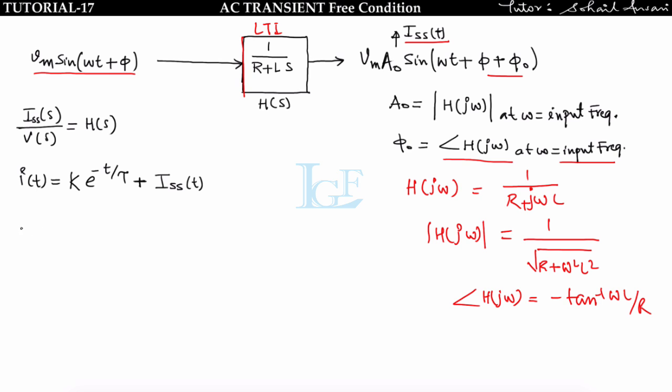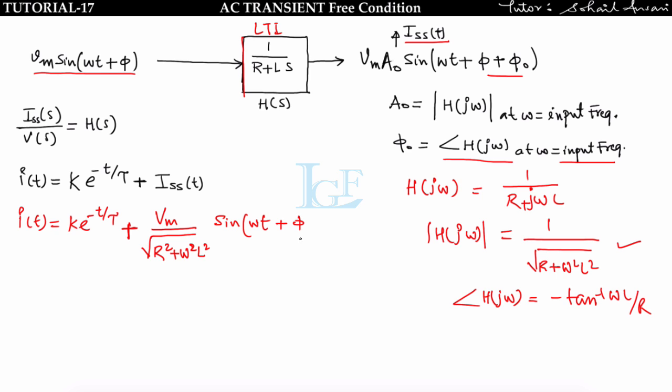Now the complete response of the RL circuit is given by i(t) = k e^(-t/τ). This is the transient state, which is decaying exponentially, and the steady-state response is given by Vm/Z, where Z is √(R² + ω²L²), times sin(ωt + φ − tan⁻¹(ωL/R)). So this is the complete response.